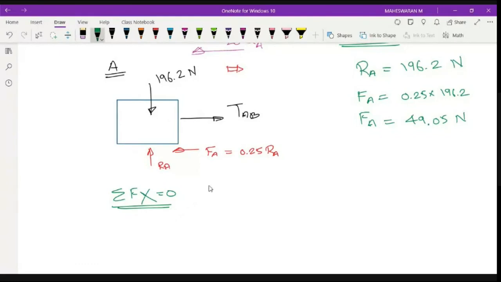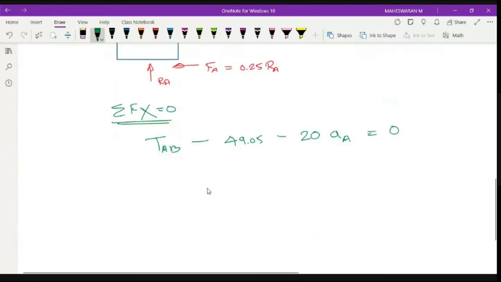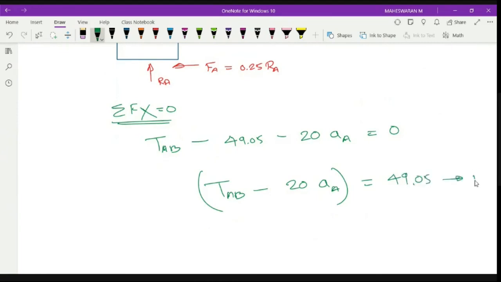So if I do that, what will I get? I will get TAB minus 49.05. This is 49.05, right? So 49.05, opposite direction, minus this 20 into AA. This is equal to 0, right? I think no other force, which means I can write as TAB minus 20 acceleration is equal to 49.05. Let me consider this as first equation.